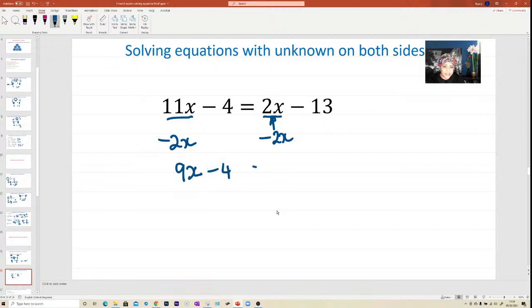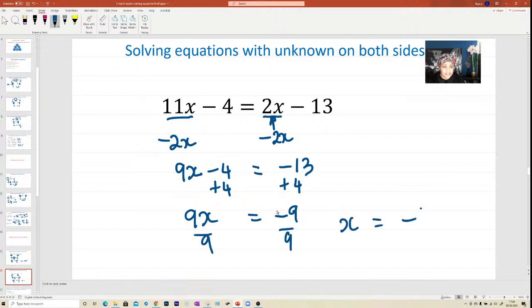Minus 4 equals 2x, take away 2x is gone. Then we got negative 13. Now what do we need to do? Add 4, because we want x to be alone. So add 4 on both sides. So now we have 9x is equal to negative 13 plus 4, which is negative 9. Divide by 9 on both sides. So therefore x is equal to negative 1. Super work, Ali.